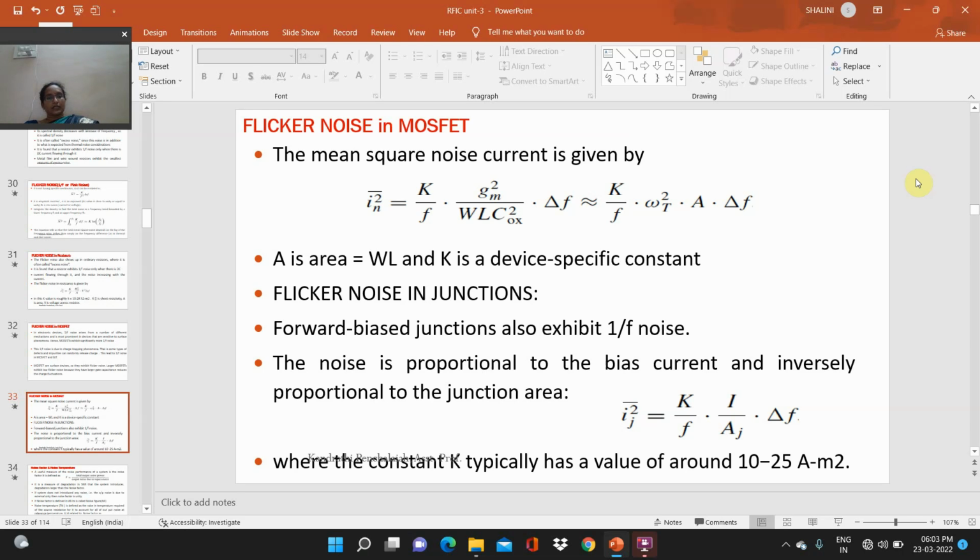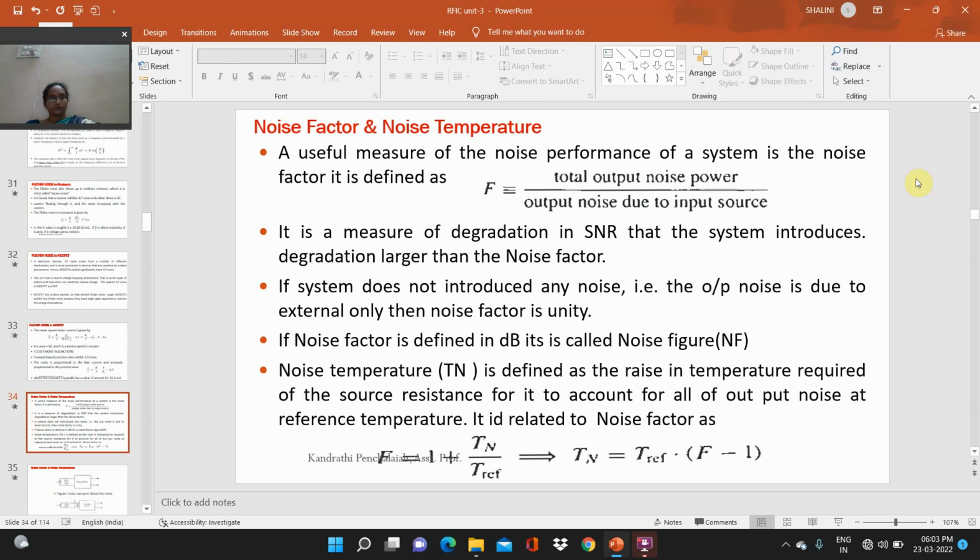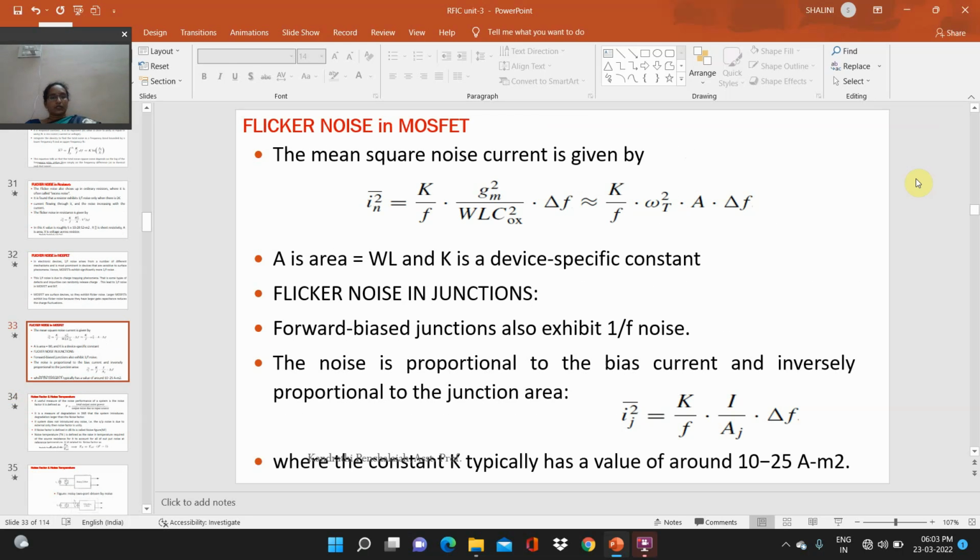Flicker noise in junctions. Forward biased junctions also exhibit 1 by f noise. The noise is proportional to the base bias current and inversely proportional to the junction area, where the constant K typically has a value of around 10 to 25 A into meter square. So, this is the flicker noise in MOSFET.